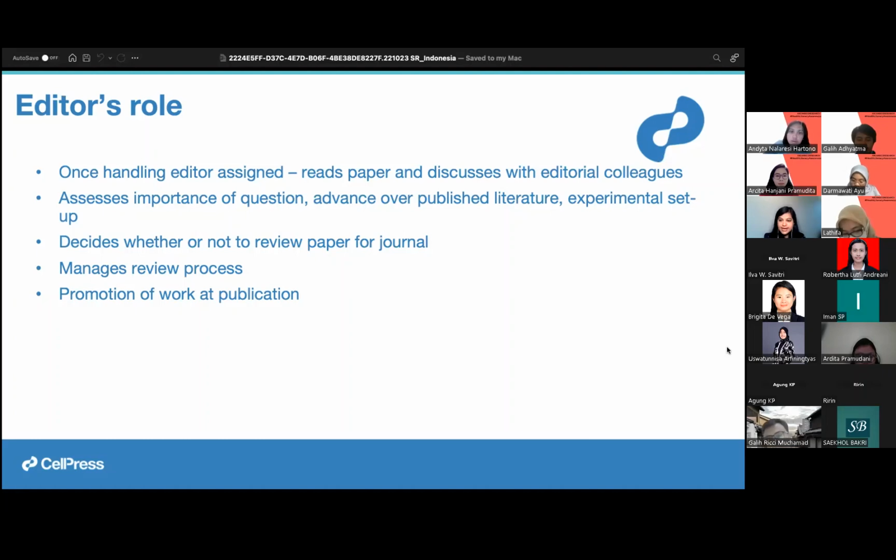If we do, then as a handling editor, it's my responsibility to manage the review process, to find reviewers, to make sure they submit their comments in time, to send you the results of the peer review process. And then, of course, once the paper is ready for publication, to make sure it gets promoted, highlighted across Cell Press, so everybody knows, hey, Med published this cool paper and you should read it. Next slide, please.